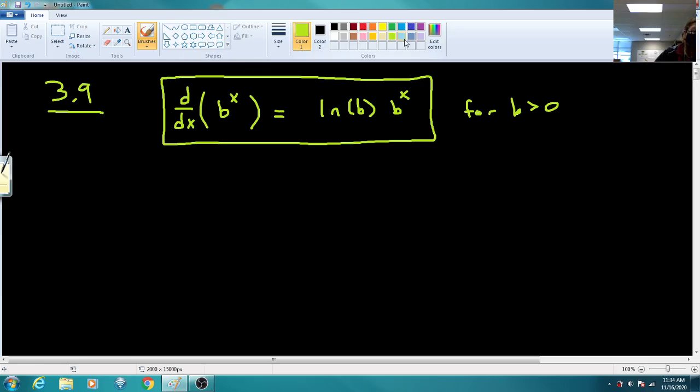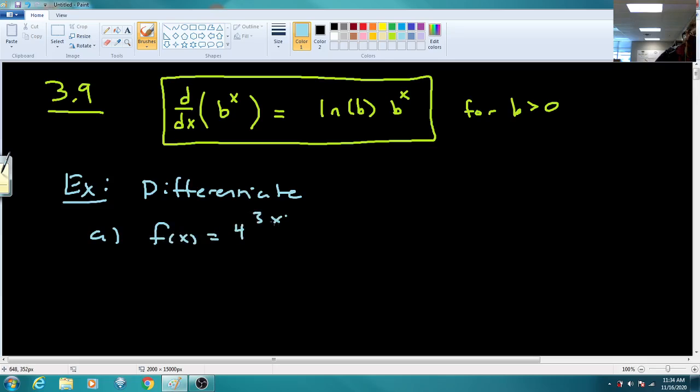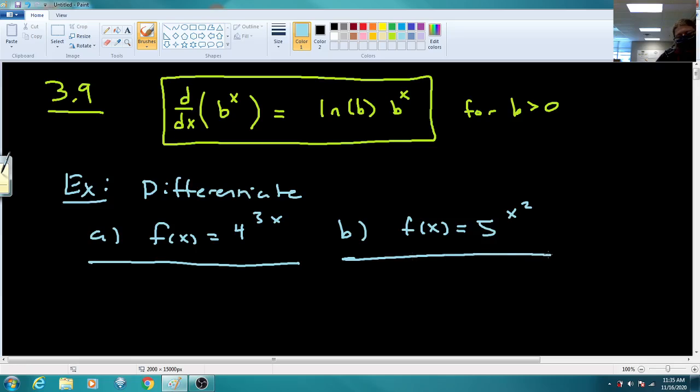So I'll take a look at a quick example. And we just want to differentiate. So part A gives us f of x equals 4 to the 3x. In part B, they want us to differentiate f of x equals 5 to the x squared. So on both of these, the chain rule is going to apply.